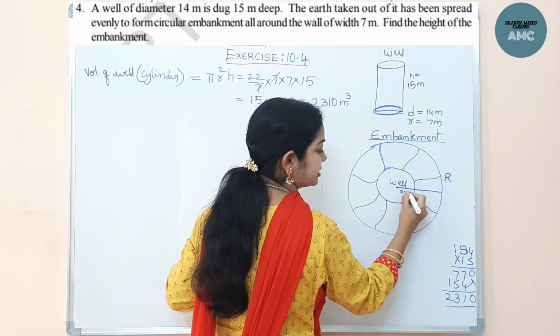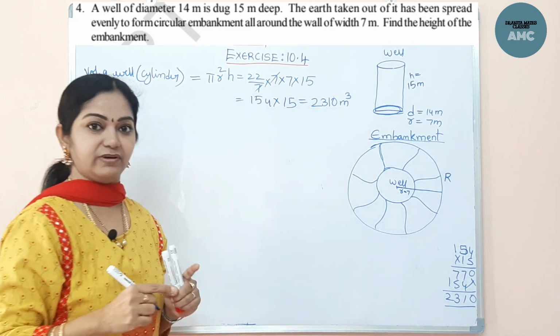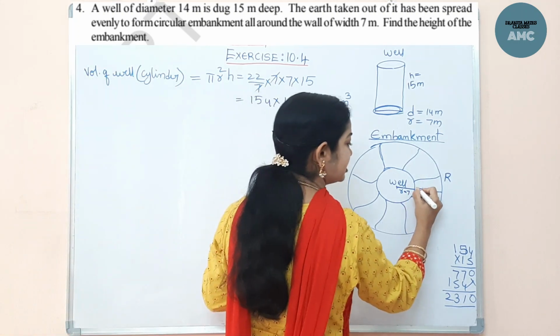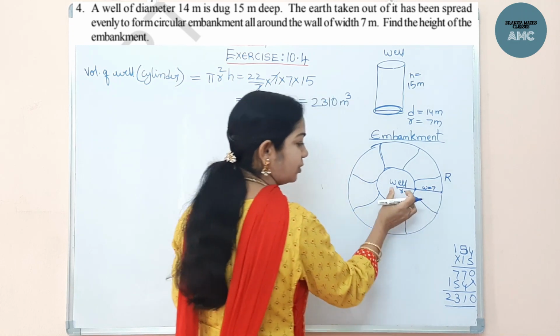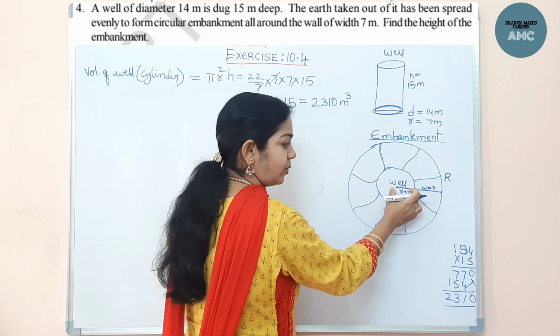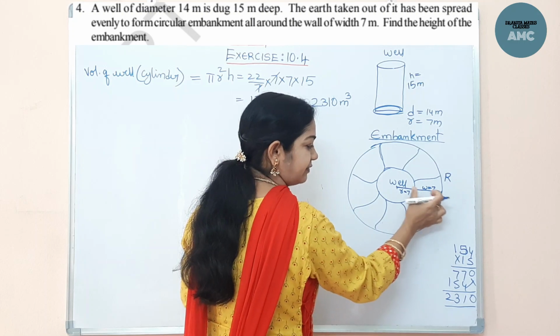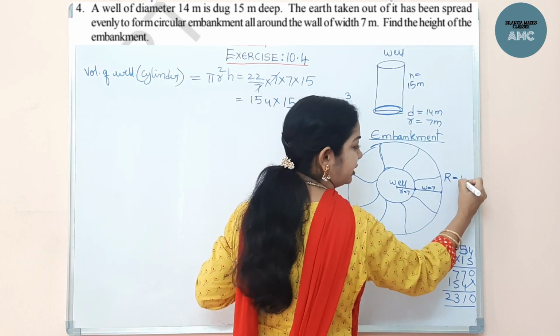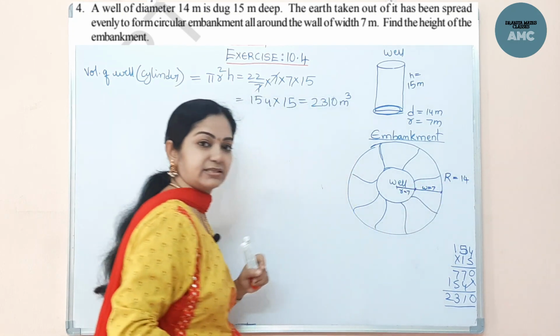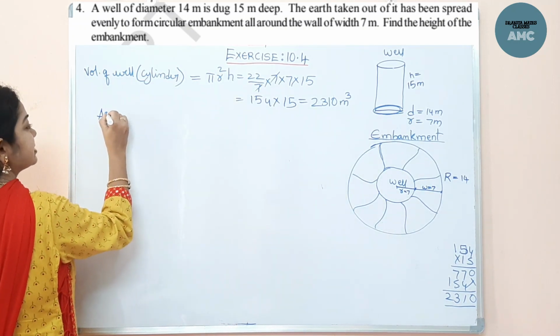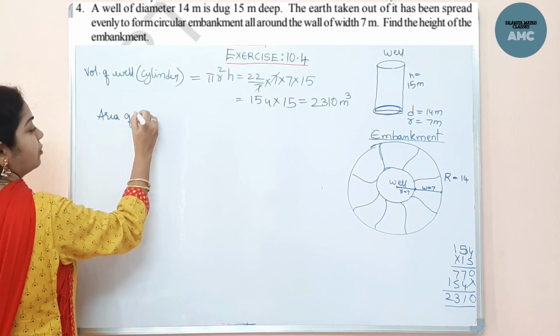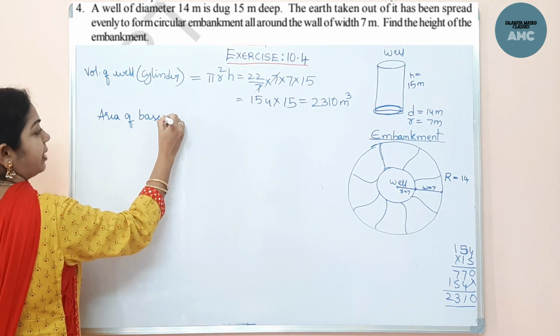Inner radius is, we know this is the well, so the inner radius is 7, and the width is also given. The width means this part. The width is given as 7. So the inner radius, that is the radius of the well, is 7, and the width is 7. So 7 plus 7 comes to 14. 14 is the outer radius. Now I'll find out the area of the base of the embankment.